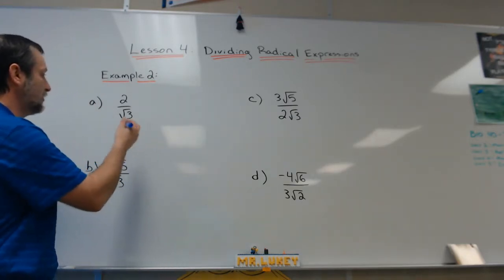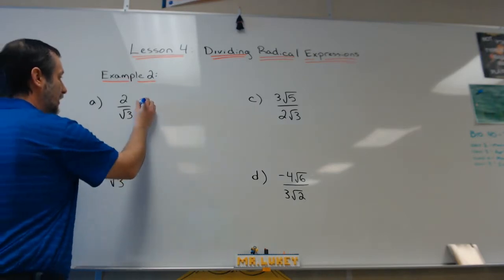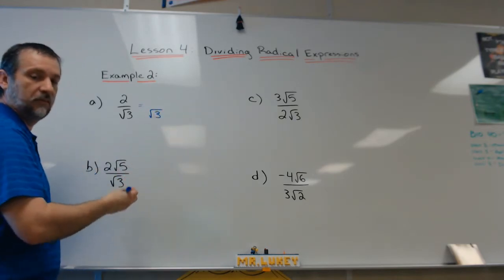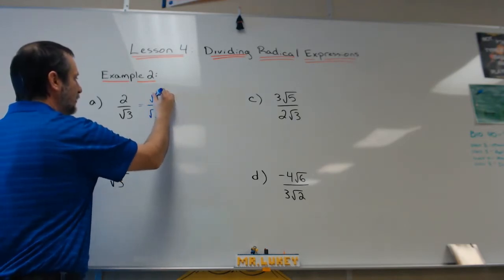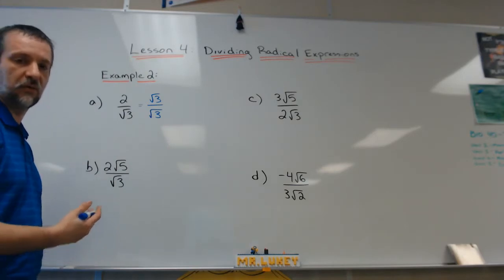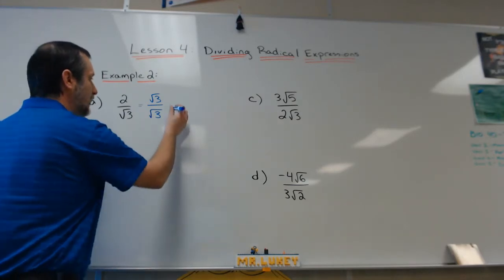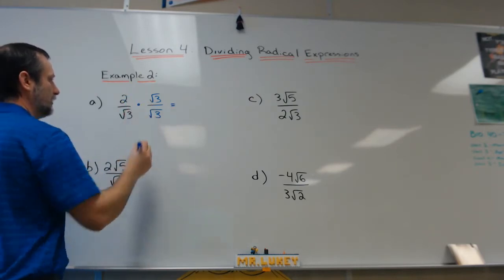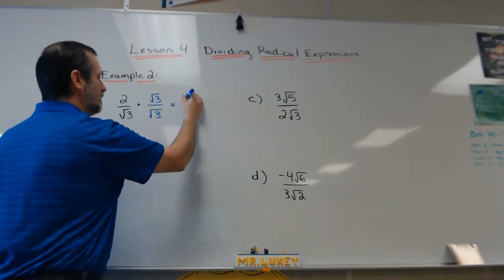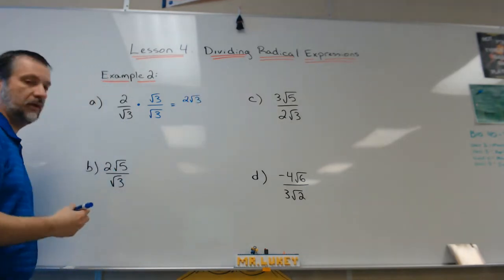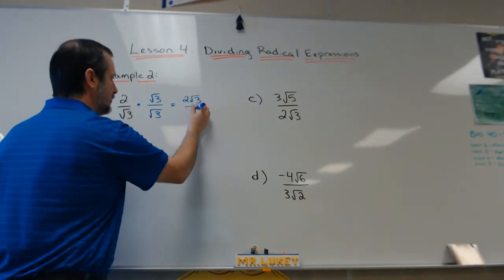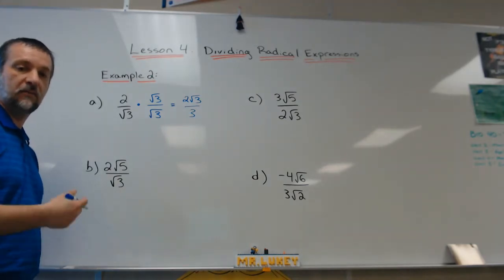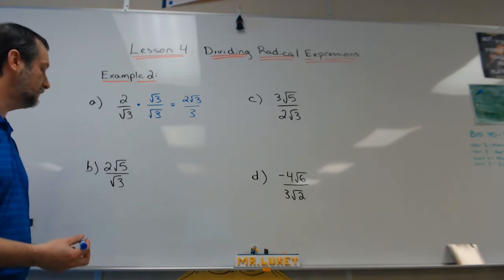So 2 over the square root of 3. The best way to get rid of that root 3 is to multiply it by root 3. To keep this an equal value, I'm just going to multiply by the square root of 3 over the square root of 3. That should be times. So 2 times root 3 is 2 root 3, and then root 3 times root 3 is just 3. There we go. Same value, you can check in your calculators, but we have now rationalized our denominator.